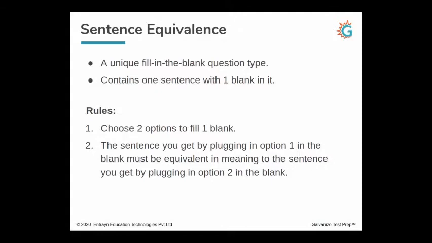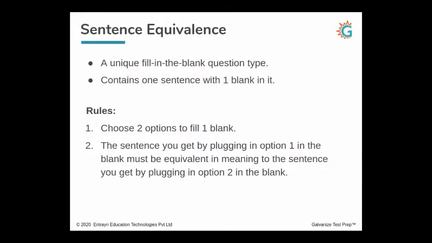The first rule is you have to choose two options to fill that one blank. Now, there will be 6 options. You'll have to choose 2 options. And how do you choose those 2 options? The sentence you get by plugging in option 1 in the blank must be equivalent in meaning to the sentence you get by plugging in option 2 in the blank. Okay. Now, this is the second rule.